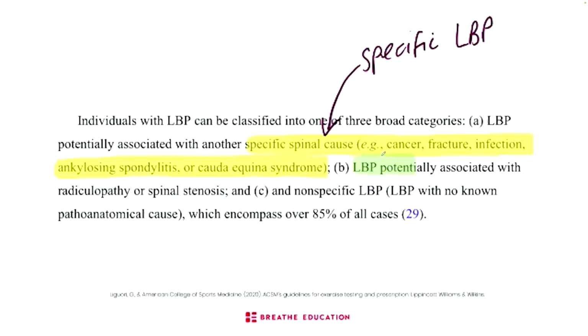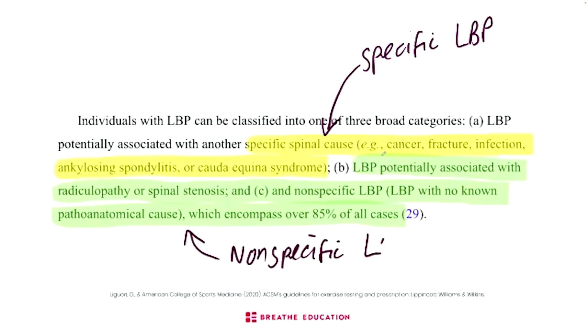The next category is low back pain potentially associated with radiculopathy, which is pain down the leg or numbness down the leg, or spinal stenosis, which is narrowing of the spinal canal, and non-specific low back pain with no known pathoanatomical cause, which encompasses over 85% of all cases. So things that are not specific, e.g. things that are not cancer, fracture, infection, ankylosing spondylitis or cauda equina syndrome are defined as non-specific low back pain.